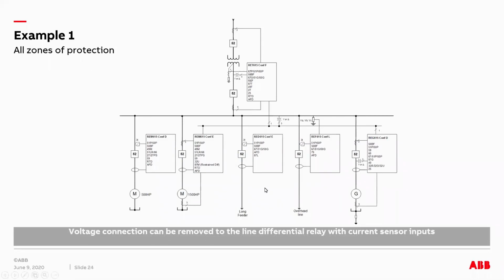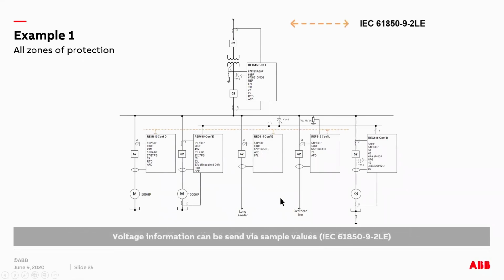And as a next step, the voltage connection can be removed from the bus PT for the line differential relay also. And instead of that, we can use the IEC 61850-9-2 LE sample values, by which this feeder relay, which has a voltage sensor input wired to it, can share the voltage signals over sample values to the other relays. So we eliminate that wiring.